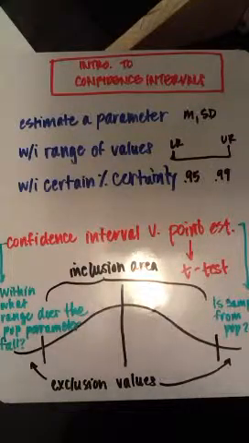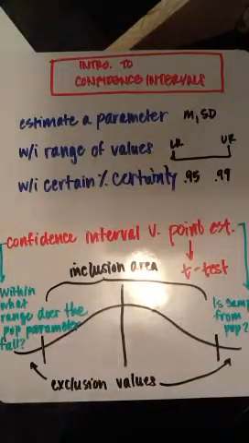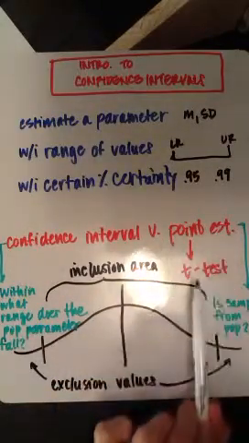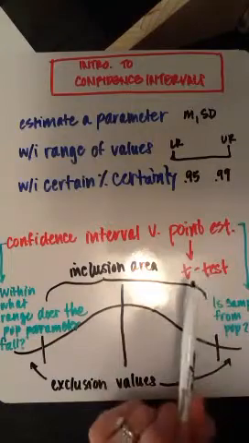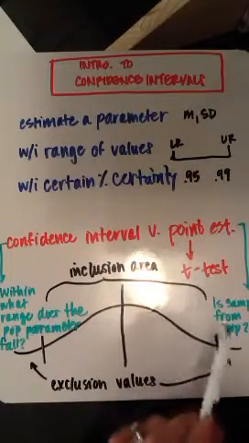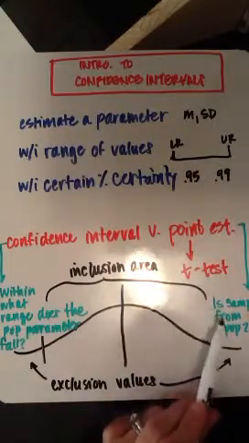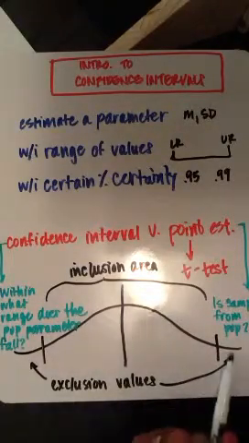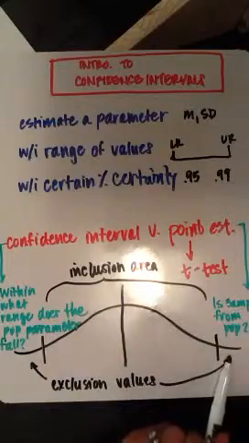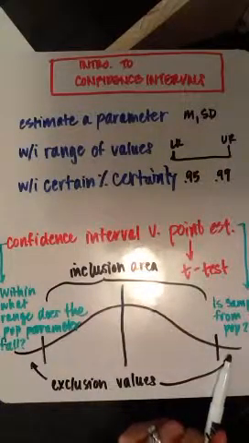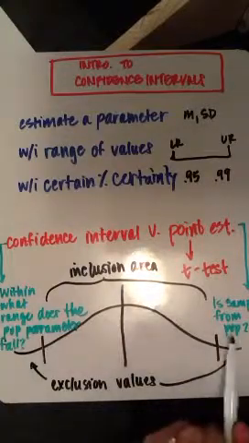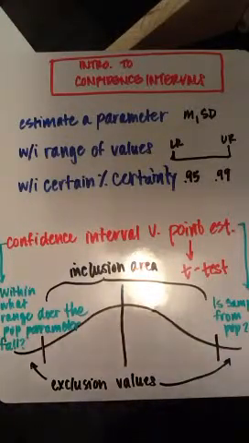So let's compare confidence intervals to point estimates, because we've just been doing point estimates with our t-test. A point estimate answers the question, is our sample from the population, or does it fall within one of these exclusion areas, which would mean that the sample is statistically significantly different from the population mean.